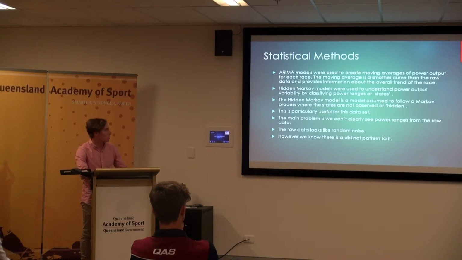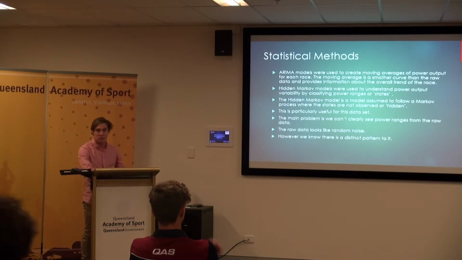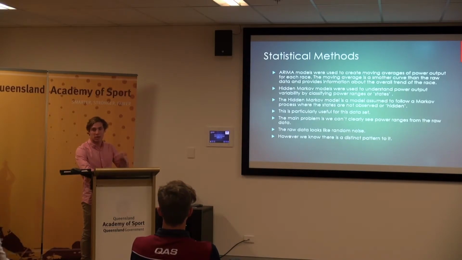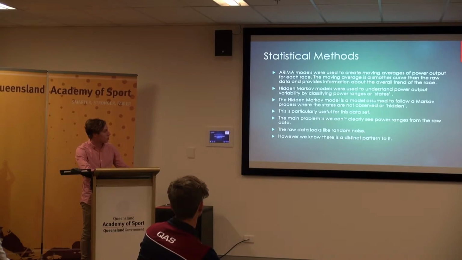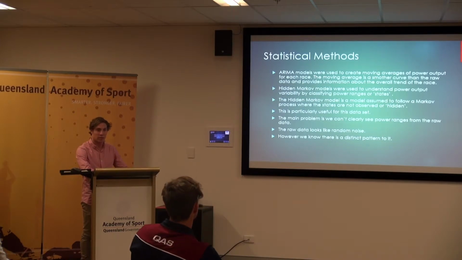Another method that we used was the hidden Markov model. So we used this to understand the power output variability by classifying power ranges or states. So one of the states was centered around about 200 watts, so it would range probably from 150 to 250 watts. So they're assumed to follow a Markov process where the states are not observed, or hidden. So this is particularly useful for this data set since we haven't classified power ranges at the start, so we can't really see them.